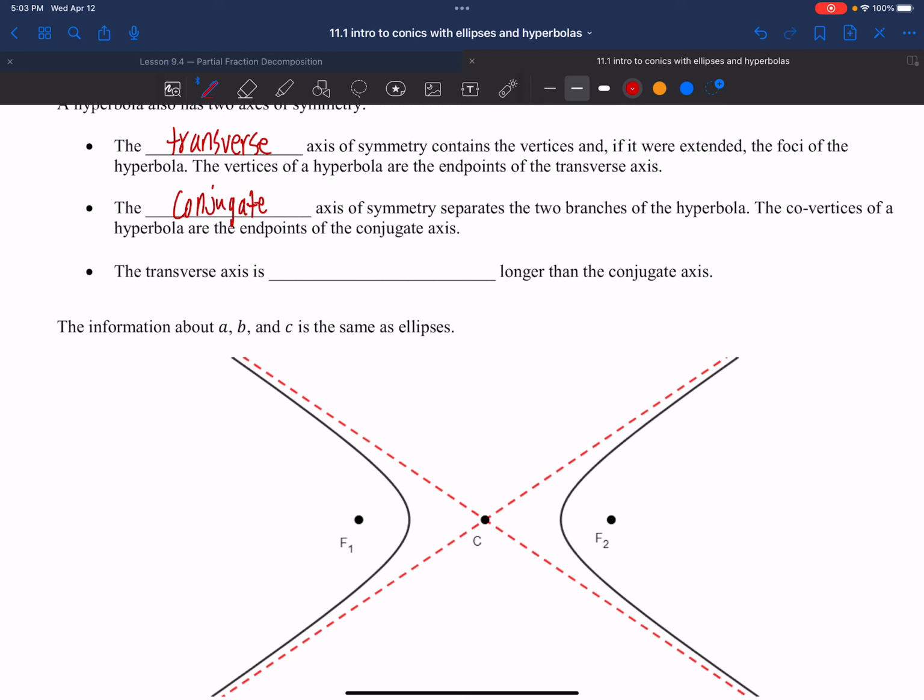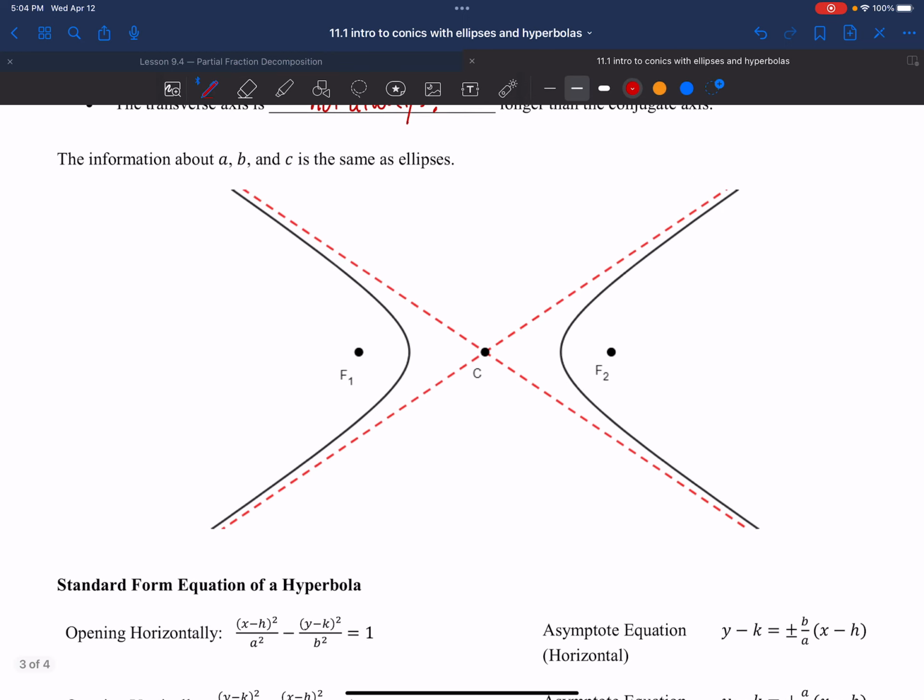But I can tell you that the transverse axis is not always bigger or longer than the conjugate axis, okay? So you could have a hyperbola that's really squeezed tight here, but its conjugate axis is really long, or vice versa. You have a really separate thing where the conjugate is super tiny. This can vary. So we don't really use the words major and minor because one's not necessarily always bigger than the other.